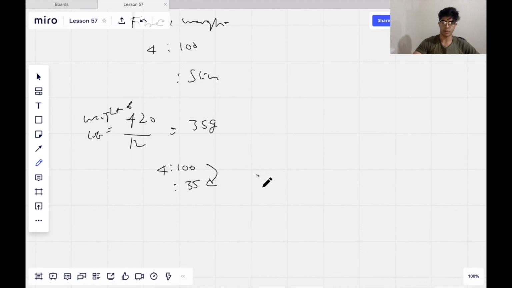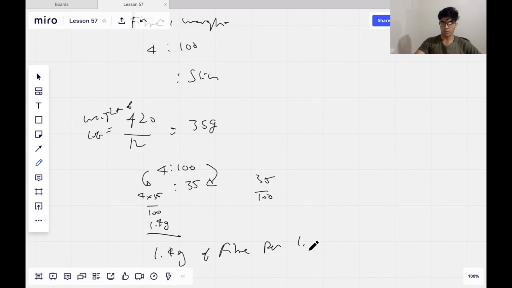So how do we get from 100 to 35? Well, we times by 35 over 100. So if you want to go from 4 to whatever number is here, we times by 35 over 100. 4 times 35 divided by 100, from our calculator, is 1.4. So the answer is, for every 35 grams of bread, there's 1.4 grams of fiber, i.e. for every slice of bread, there's 1.4 grams of fiber. So our answer is 1.4 grams of fiber per slice of bread. And that's all there is to it.